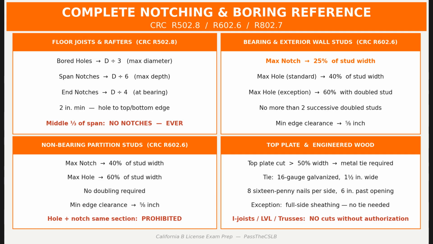Top plate cut exceeding 50%, 16 gauge galvanized tie, 1 1/2 inches minimum width, 8 16-penny nails per side minimum, extending 6 inches past the opening each side. Exception if the full wall side is covered by wood structural panel sheathing.